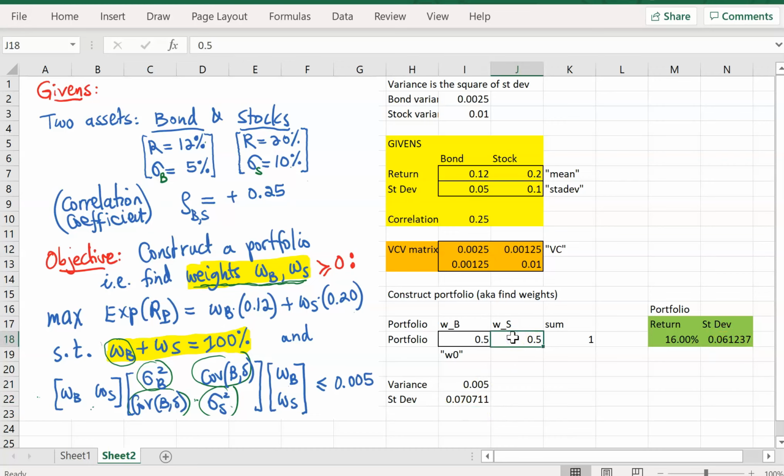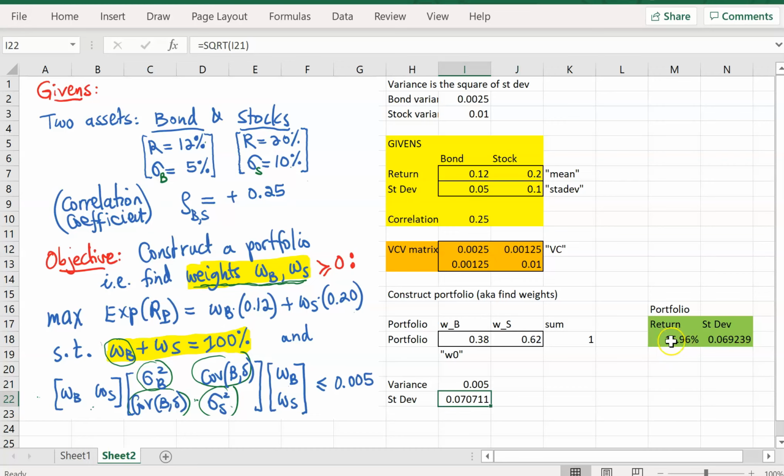For instance, let's decrease this one to 0.4 and increase this one to 0.6. So what happened is the return went up. It used to be 16%, now it's 16.80%. And besides, we still have some room to move, right? I can further decrease this one, maybe 0.38, I guess. And this one is 0.62. The sum is still 1, which is good. How about the standard deviation? Oh, we still have some room to move.